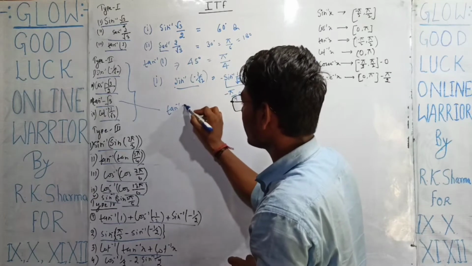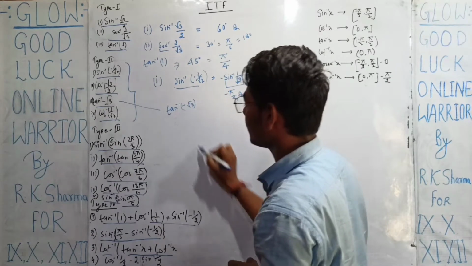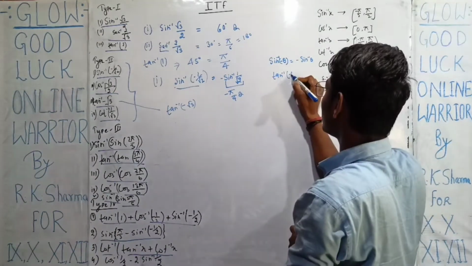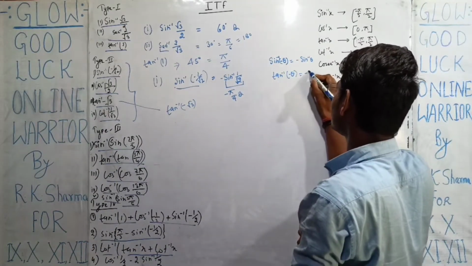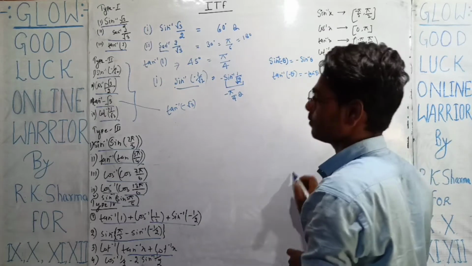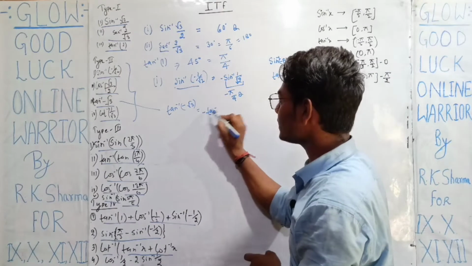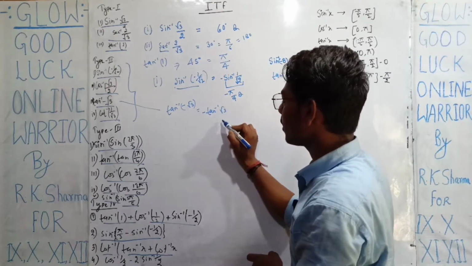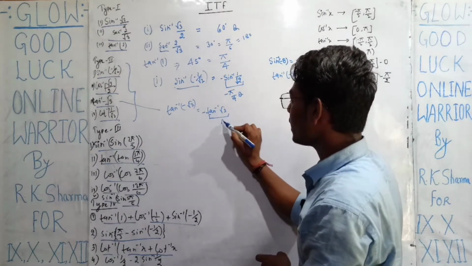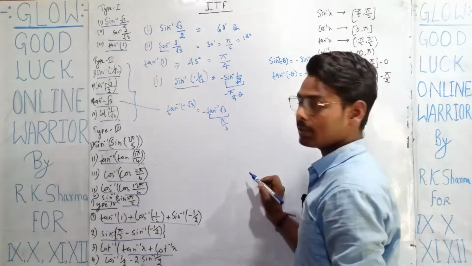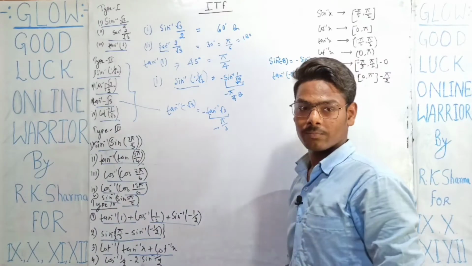Okay, let me take this question. Tan inverse of minus root 3. So we know that tan inverse of minus theta gives minus tan inverse theta. So this value gives minus tan inverse root 3, and this value gives pi upon 3, that means 60 degrees, and the minus is taken before it, so we keep the minus there.